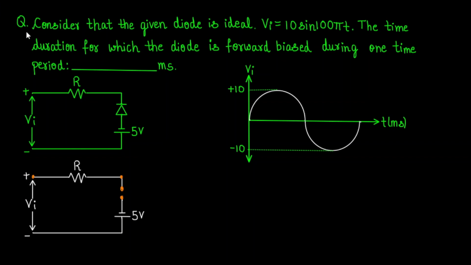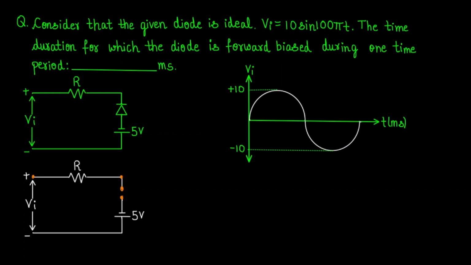Here is the question. Consider that the given diode is ideal. The input voltage given is Vi equals 10 sine 100 pi t. The time duration for which the diode is forward biased during one time period is asked in milliseconds.